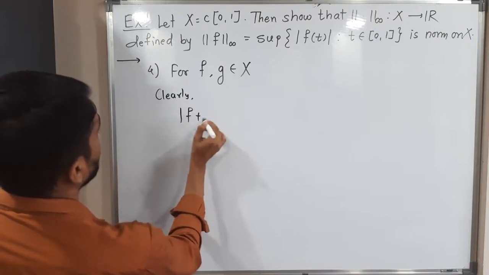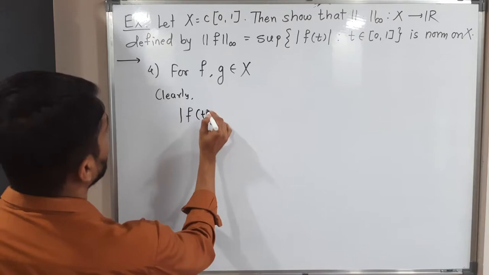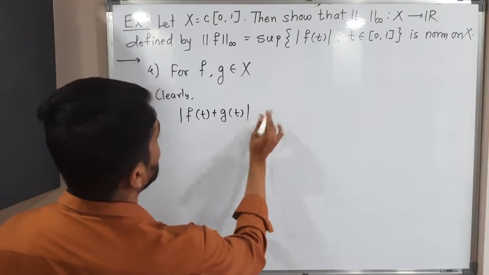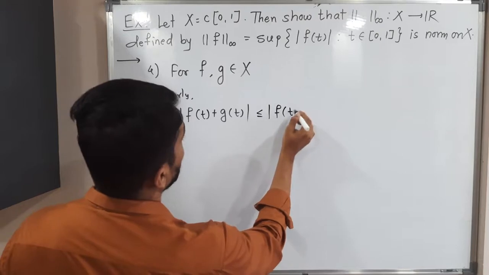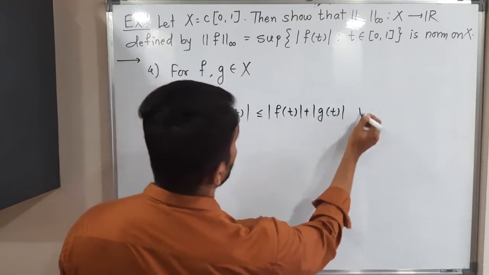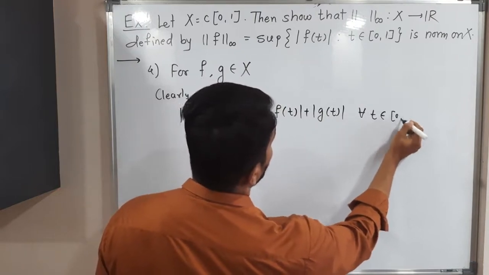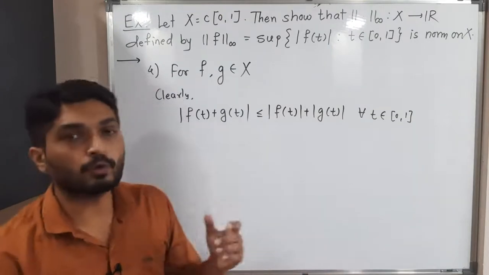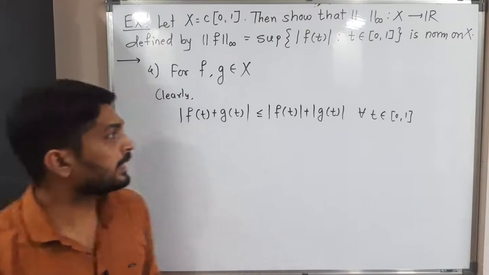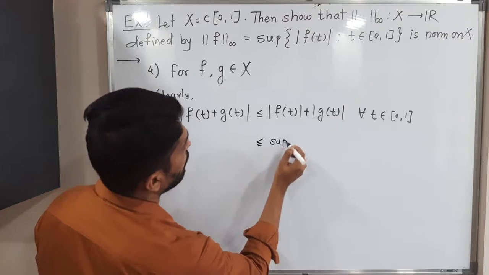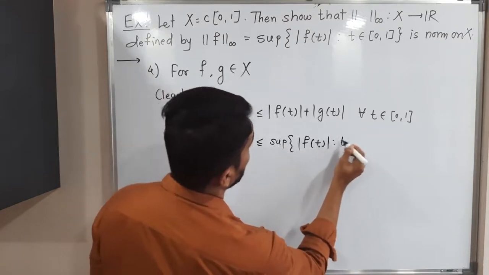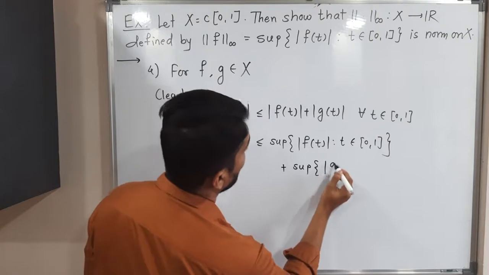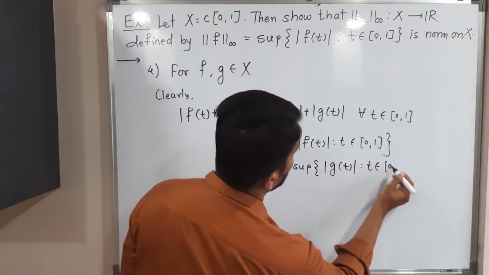Clearly, mod f of t plus g of t is less than or equal to mod f of t plus mod g of t, and this is true for all t belonging to the closed interval 0 1. This thing obviously we can write when you take separate mods, so the value will get increased, and this is true for mod, we know. So after that, what will I do? We can clearly write this is less than or equal to supremum of mod f of t, t belonging to the closed interval 0 1, plus supremum of mod g of t, t belonging to the closed interval 0 1.